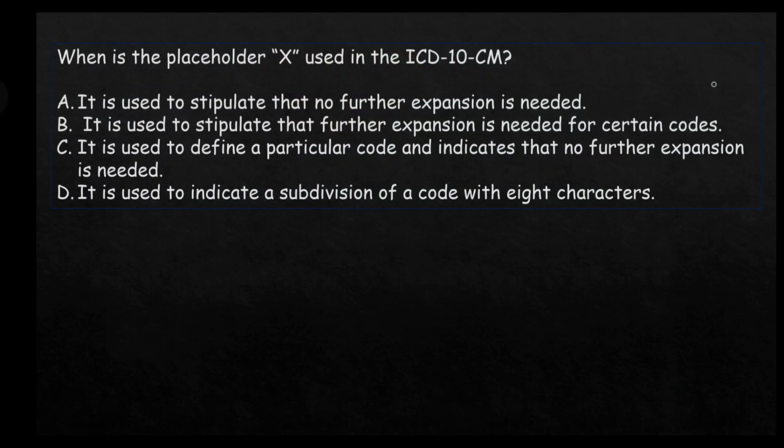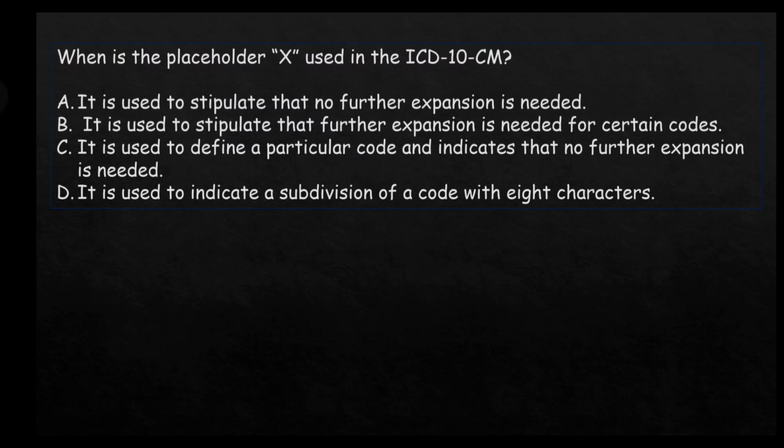Option A, it is used to stipulate that no further expansion is needed. Option B, it is used to stipulate that further expansion is needed for certain codes. Option C, it is used to define a particular code and indicates that no further expansion is needed. Option D, it is used to indicate a subdivision of a code with 8 characters.